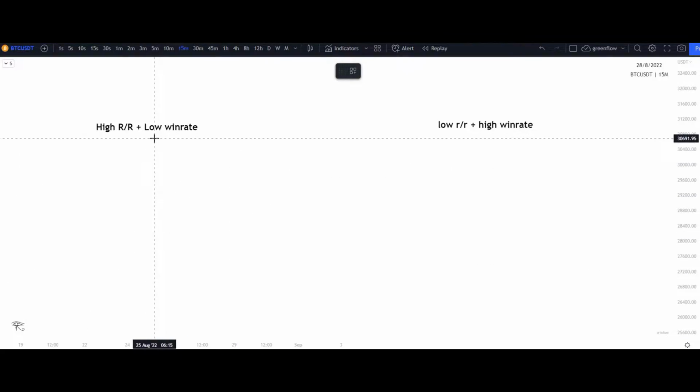So within this high R&R low win rate, right? Or sorry, let's just start with the low R&R and high win rate. This means that you're going to have a lot of instances with low R&R where you're slowly building up: win, win, win, win, right? But what happens when you get that one loss? Something like this happens, right? You get a large dip within your P&L.